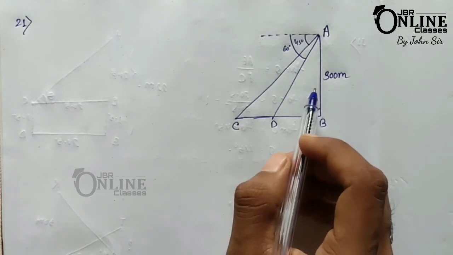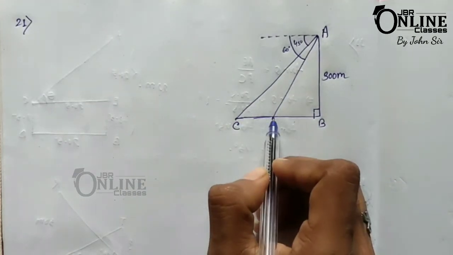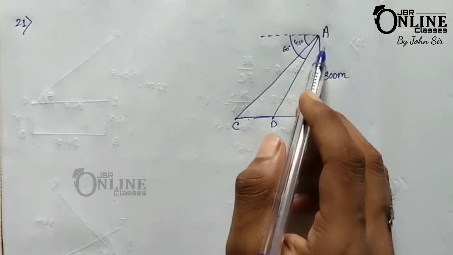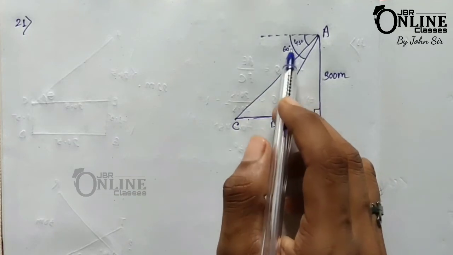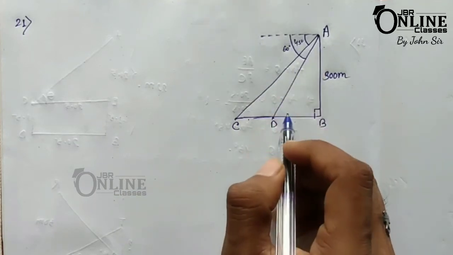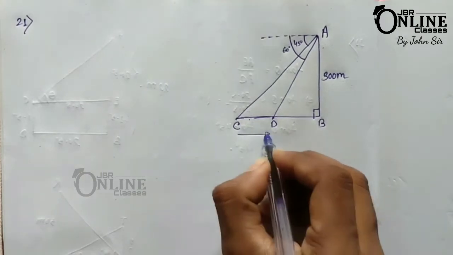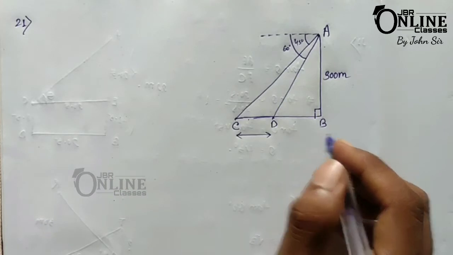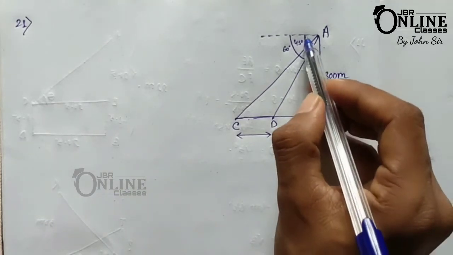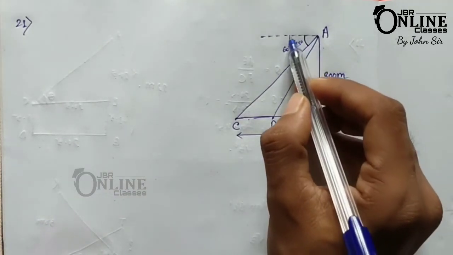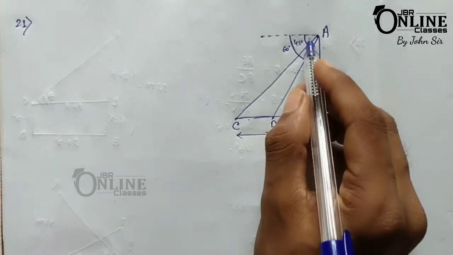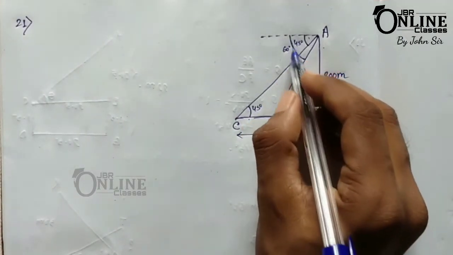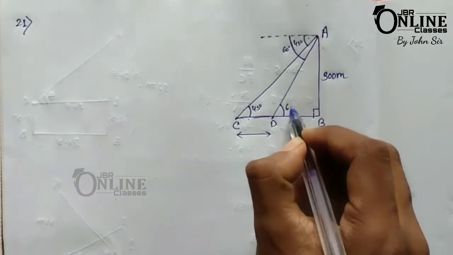Now AB is the tower and C and D are two objects located on the ground on the same side of the AB. When observed from the top of the tower, the angles of depression are 45 degree and 60 degree respectively. Now find the distance between the two objects. That means you have to find out the length of CD. Okay, so here the angle of depression is 45 degree and this one is 60 degree. As this is the alternate angle of this one, we can write here 45 degree, and this is the alternate angle of this one, so we can write here 60 degree.